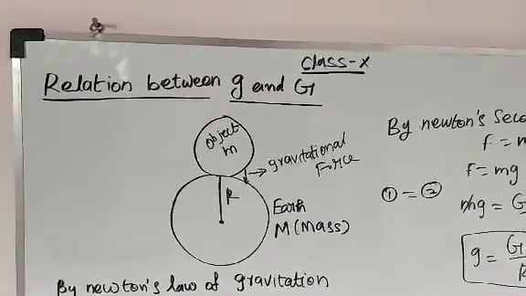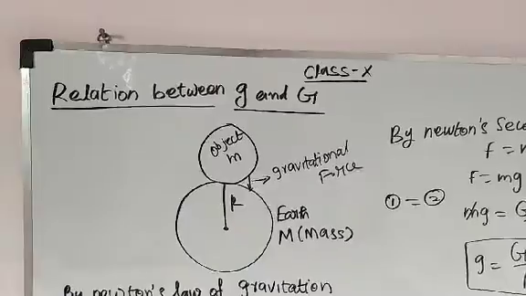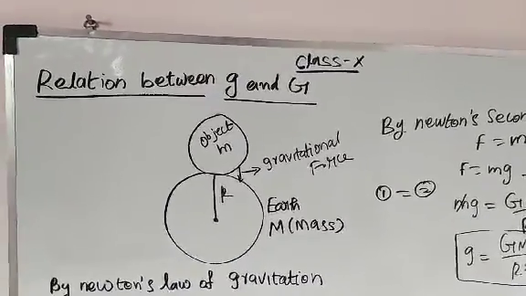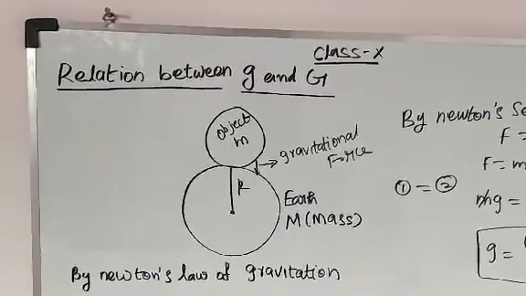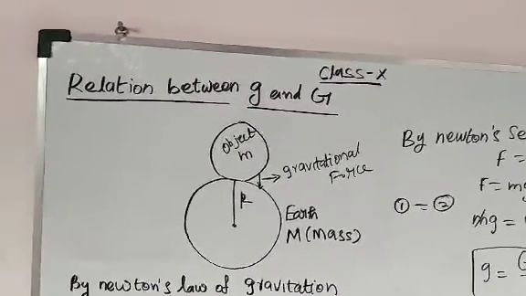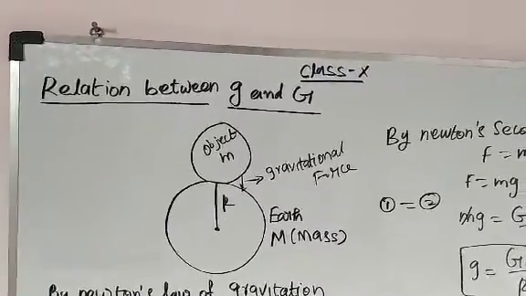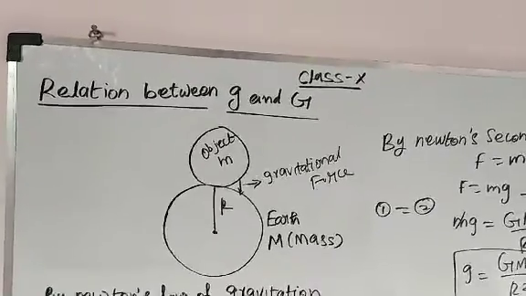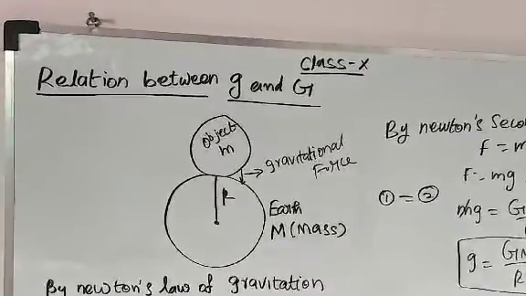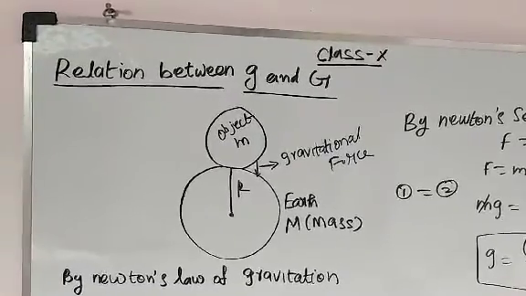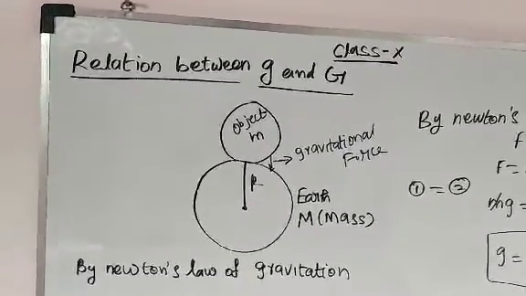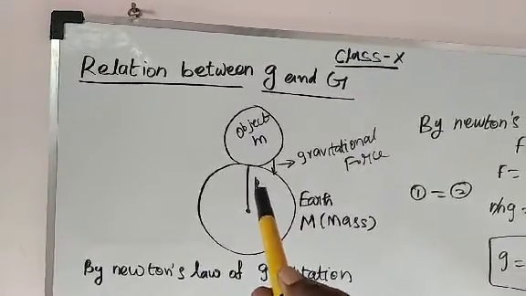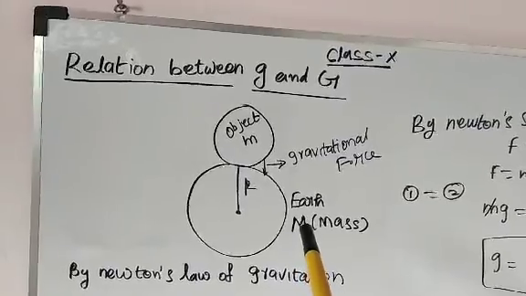Hi students, in this section I am going to teach 10th standard physics lesson number 1, relation between small g and capital G. Relation between acceleration due to gravity small g and gravitational constant capital G. Consider Earth. R is the radius of the earth and capital M is the mass of the earth.